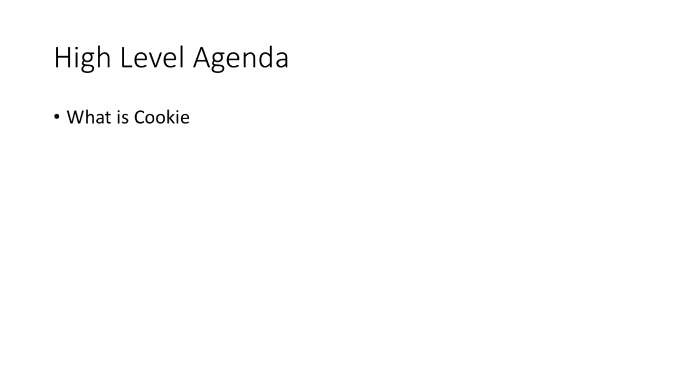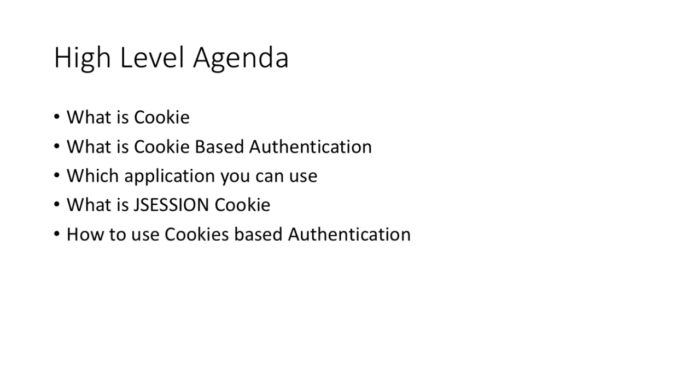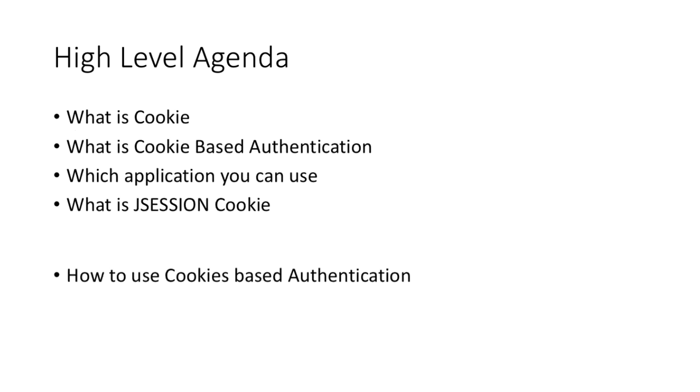First of all, since this complete topic is based on cookies, we'll talk about what a cookie is. Then we'll talk about what cookies based authentication is, and which application we can use in today's video for demonstrating the same thing. We are also going to discuss one cookie called JSession. This is a separate Java session cookie which you will get, so we'll talk about this as well. And finally, how to implement cookies based authentication in RestAssured. Okay, so this is done.